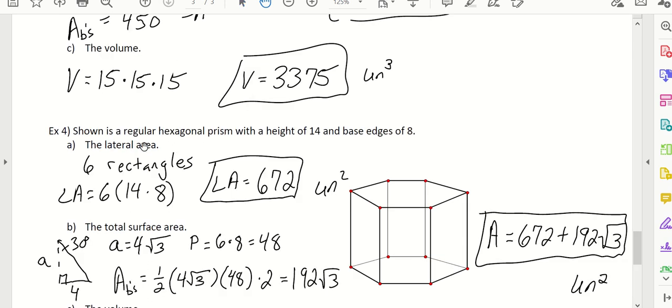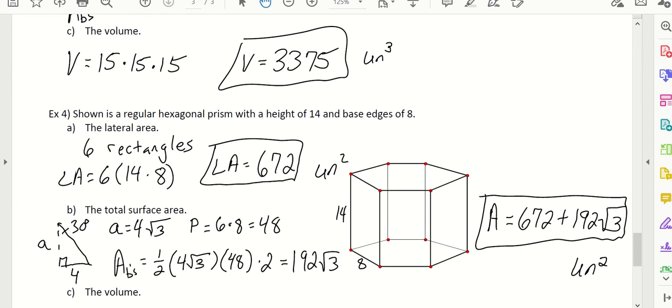Part A, find the lateral area. The lateral area are these 6 rectangles. Remember, it's all the faces that are not the bases. This is a hexagonal prism, so the 2 hexagons on the top and the bottom are your bases. For the 6 rectangles, we have a height of 14, right? So this height here is 14 along the side. We have a base edge of 8, and it's going to be the same, right? The height's not going to change. The base edges don't change because the hexagon is regular. So the 6 rectangles, they're all 14 by 8. So 6 times 14 times 8 gives us a lateral area of 672.